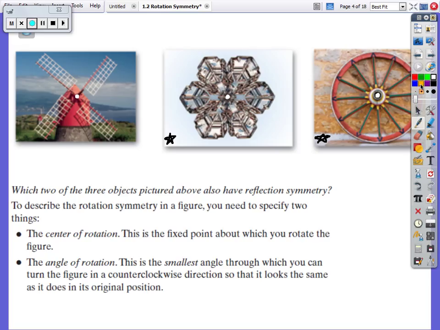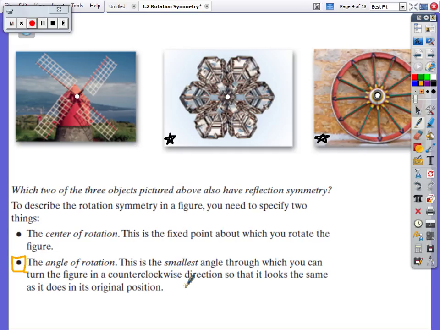The angle of rotation, this is really important. Okay, the angle of rotation is the smallest angle that you can turn the figure in a counterclockwise direction, and it doesn't really matter whether it's counterclockwise or not. It just has to be in a certain direction so it looks the same as it does in its original position. The angle of rotation, in order for it to be an angle of rotation, has to be less than 360 degrees. Otherwise, it doesn't have rotational symmetry.